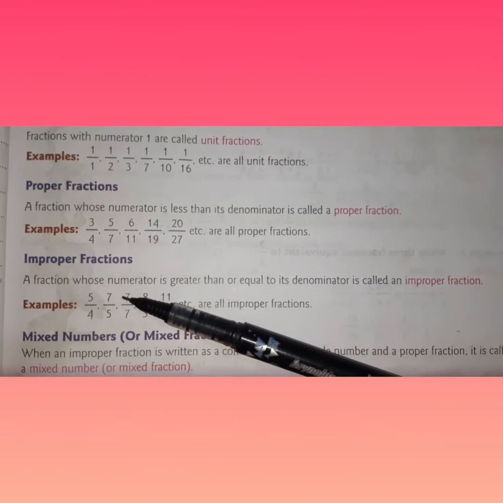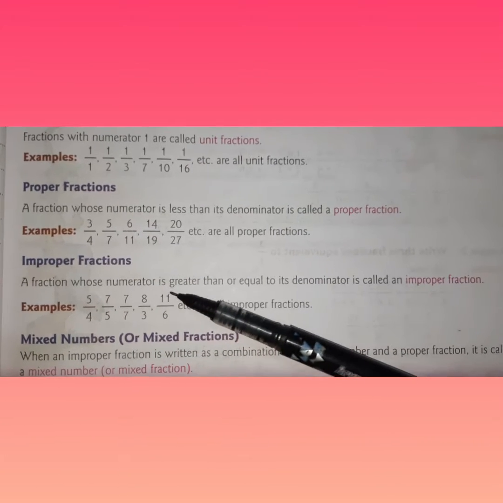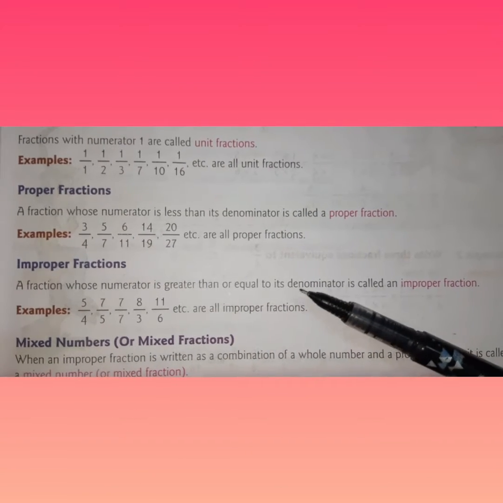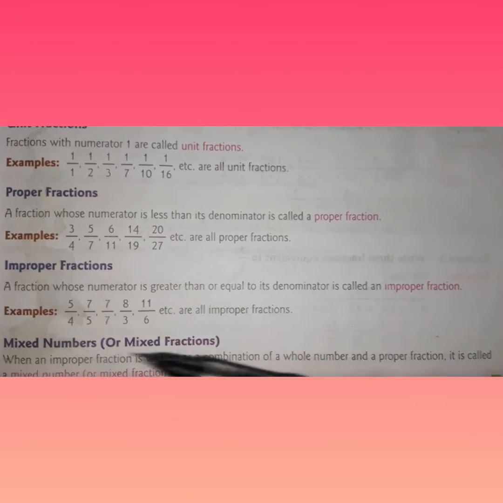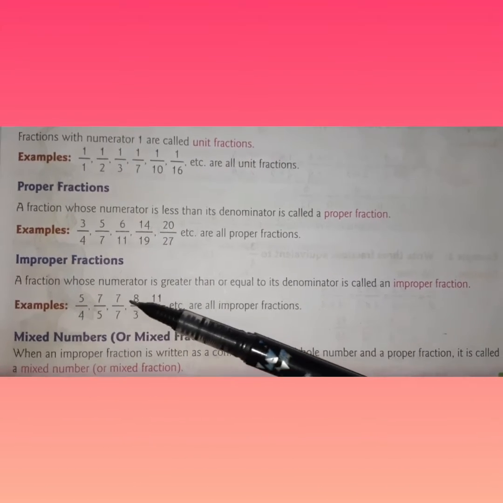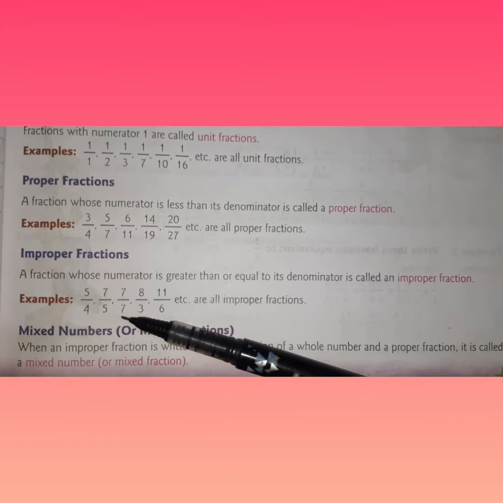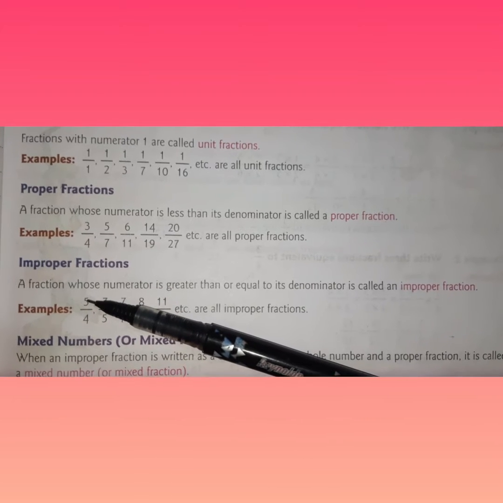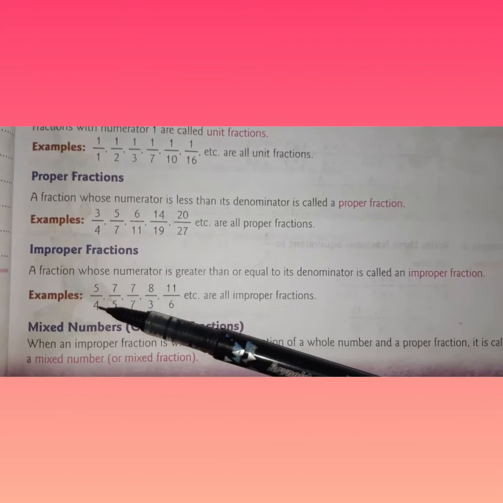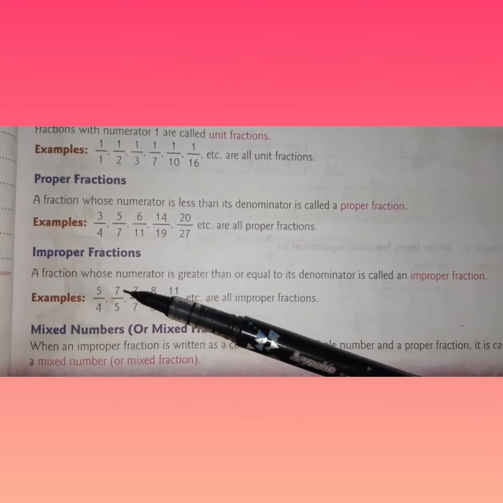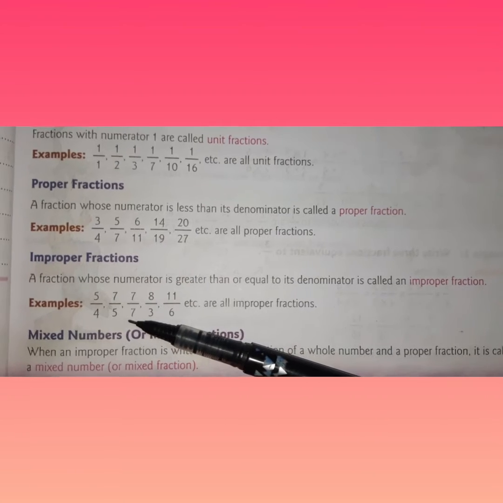Next is improper fraction. A fraction whose numerator is greater than or equal to its denominator is called an improper fraction. If the numerator is greater, or the numerator and denominator are equal, then it is called an improper fraction. Here numerator 5 is greater than the denominator, so this is an improper fraction. Here 7 as numerator is greater, so improper. Both are equal, then also it is an improper fraction.